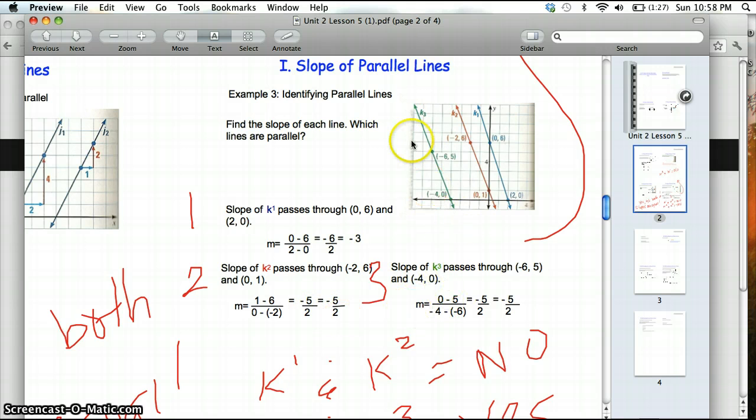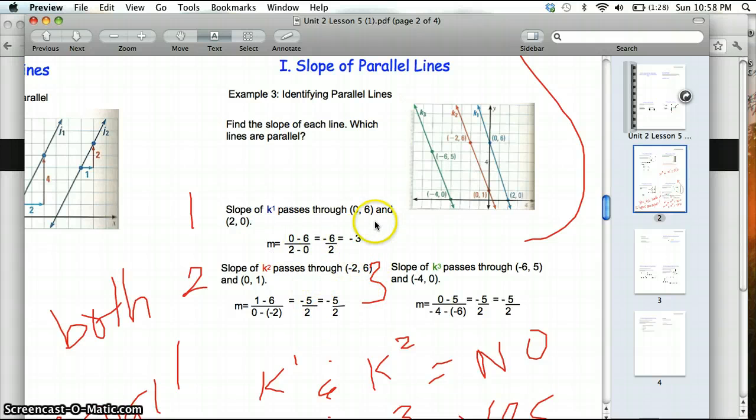And then finally, we've got line 3 here, which is K3. Our 2 points are (-6, 5) and (-4, 0). So again, y2 minus y1 over x2 minus x1. So 0 minus 5 divided by a negative 4 minus a negative 6. So two negatives make a positive. So 0 minus 5 is a negative 5, and then we've got a positive 2 on the bottom, which is a negative 5 halves. So K1 and K2 are not parallel because their slopes are not equal to each other.